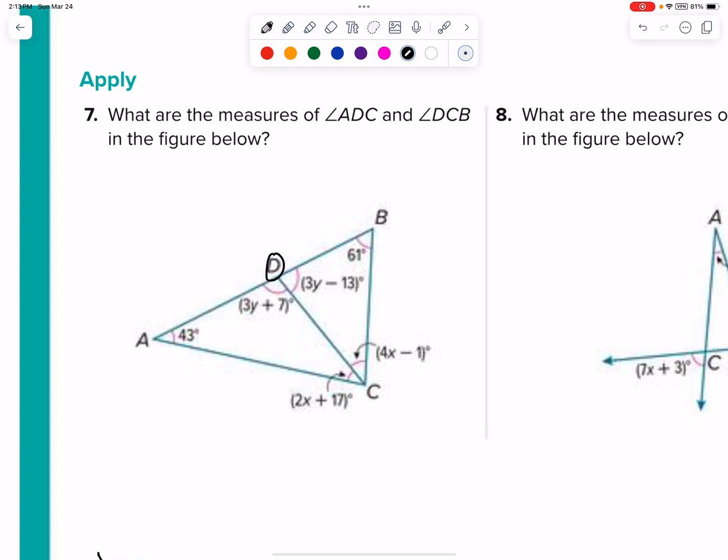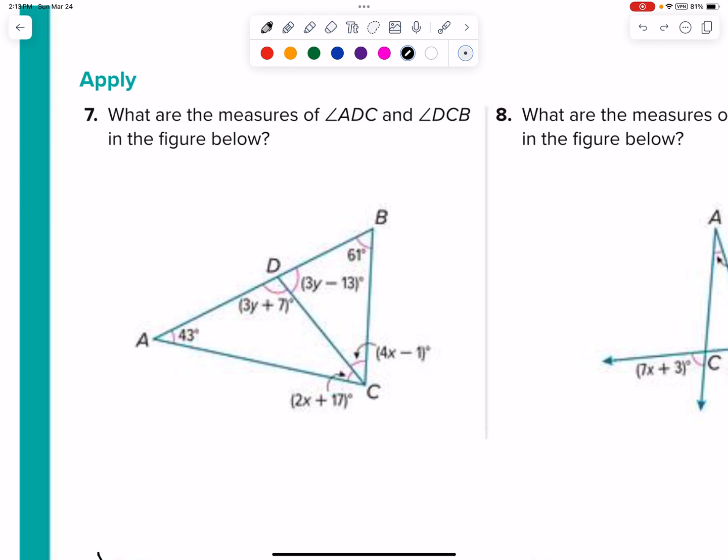So starting at D, oops, not to B, DCB, okay? So we're trying to find this spot and this spot, okay? And you have all these other numbers and expressions and things like that to help you figure those out, okay? There are no parallel lines or anything in this, so you're going to use your understanding of triangles and things like that to help you out.